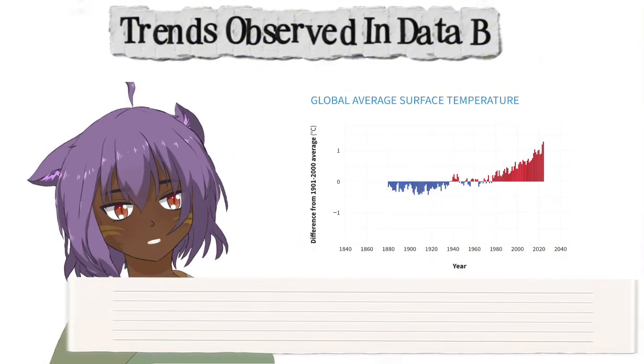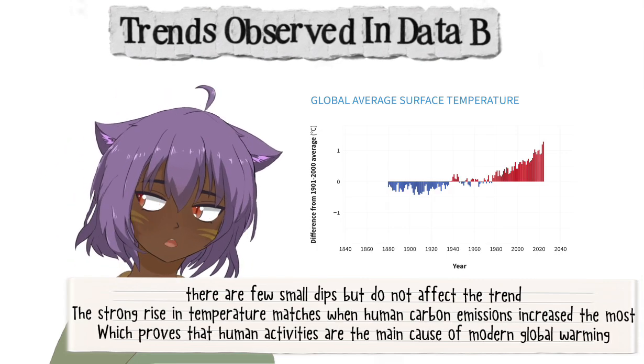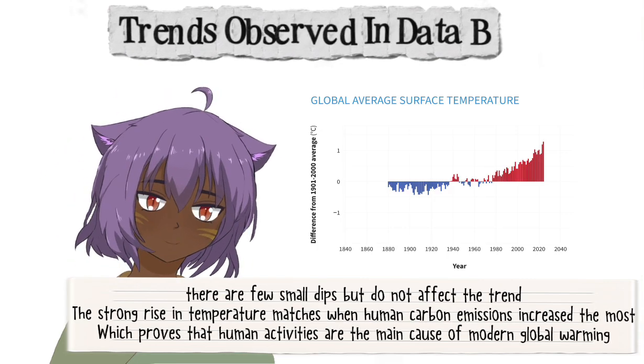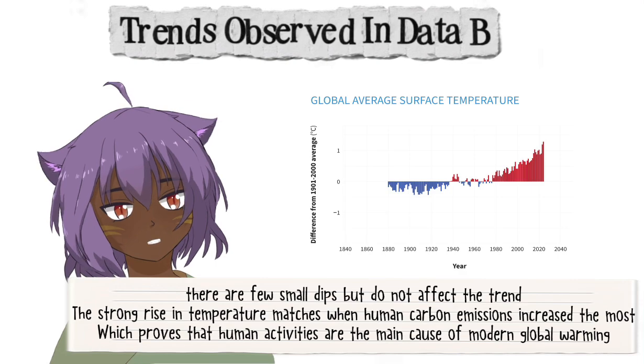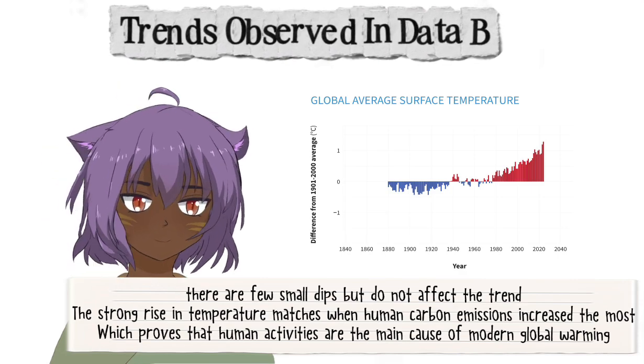Although there are a few small dips, they do not affect the clear long-term trend. This strong rise in temperature matches the period when human carbon emissions increased the most, providing strong evidence that human activity is the main cause of modern global warming.